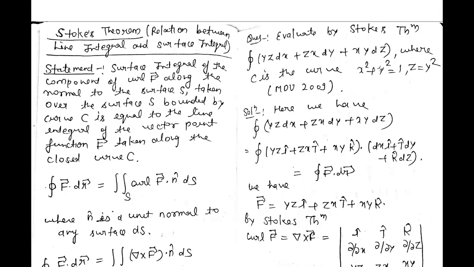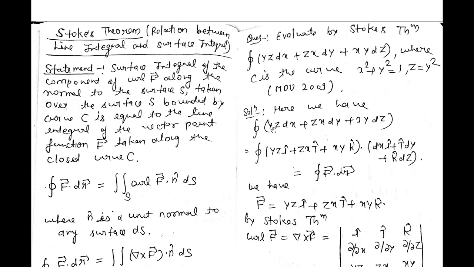So here we have to apply our Stokes theorem. This is your line integral side, the left hand side, given here. So you need to calculate your right hand side. For the right hand side, you need to know about f vector, right? We will calculate it from the given integral.